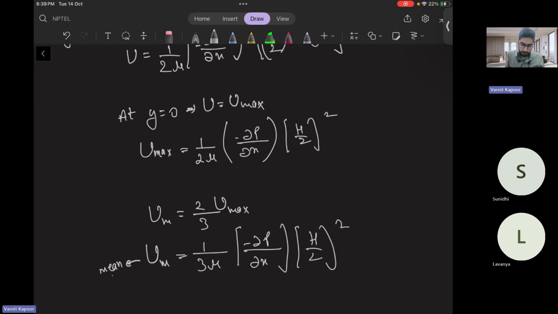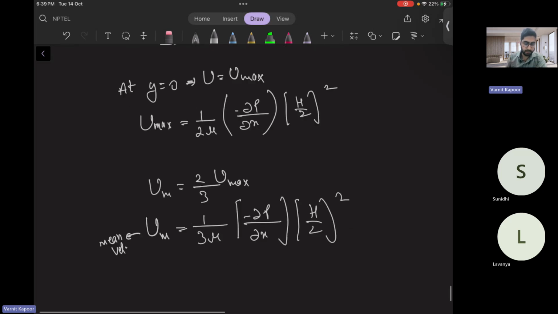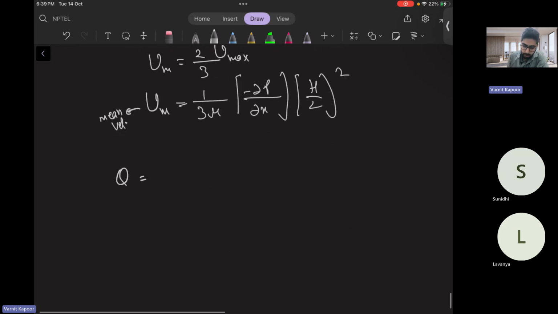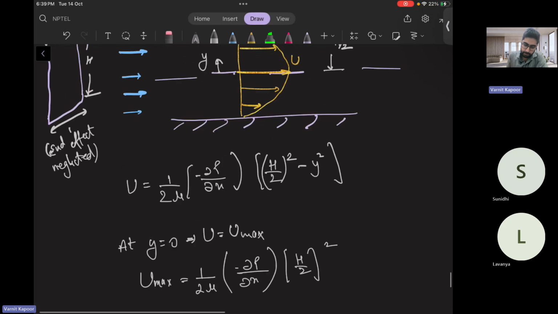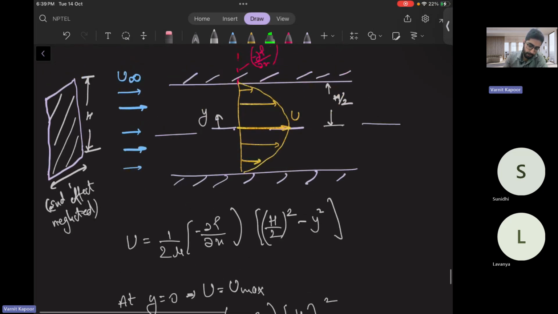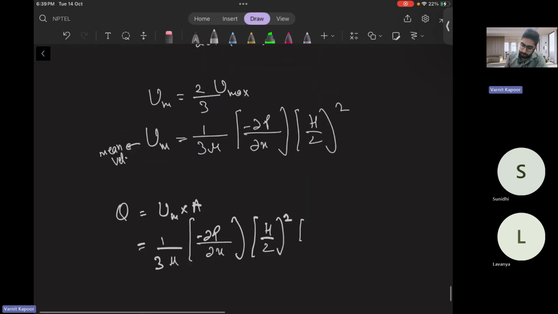Mean velocity. Okay, these are the expressions for all of them. And what will be your discharge? If I want to get the discharge, the value of discharge Q is U mean into area. So your U mean is 1 by 3 mu into minus dou p by dou x into h by 2 whole square. And area is the area through which the flow is happening, h into 1.